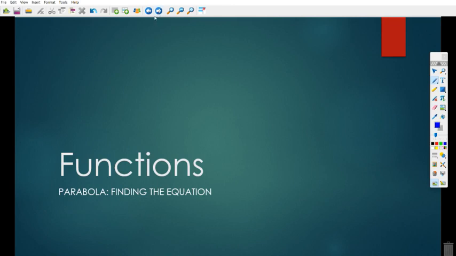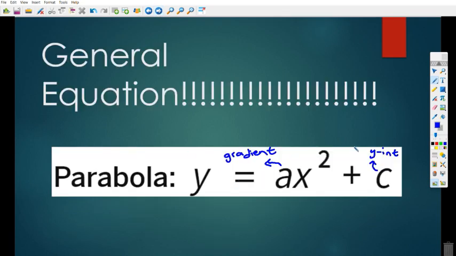So whenever I'm finding the equation of any graph, what do I have to start with first? I can't just start. I need something I can start with. Yes, I always start with the general equation. So now let's look at that. For a parabola, we've got y is equal to ax squared plus c. It looks almost the same as your straight line. Your straight line is y equals mx plus c. That's my straight line.